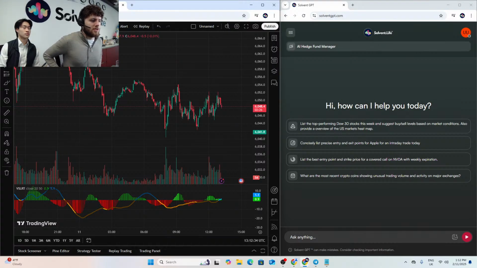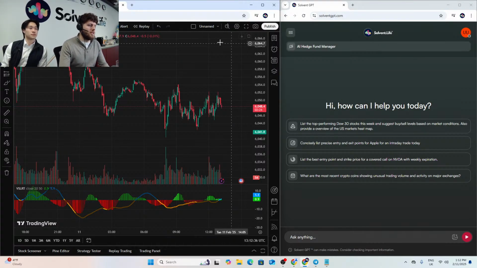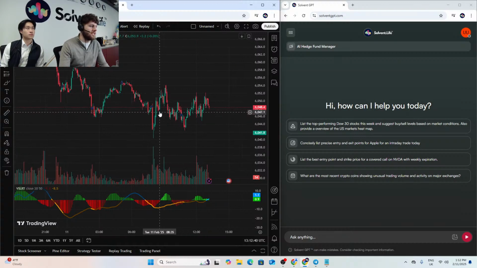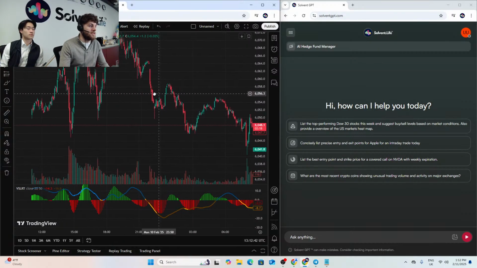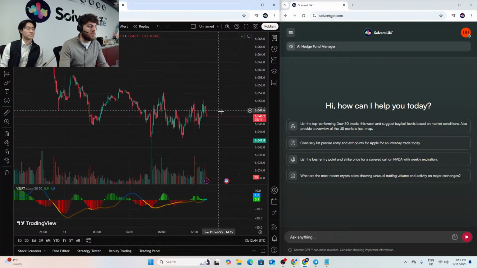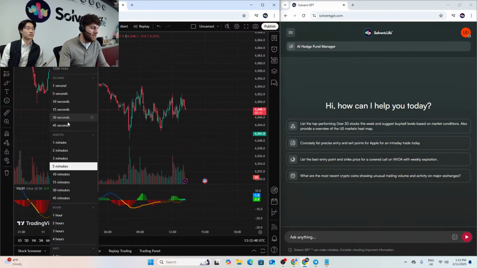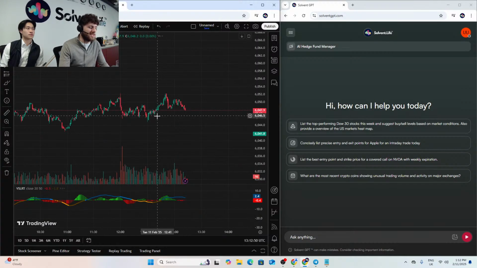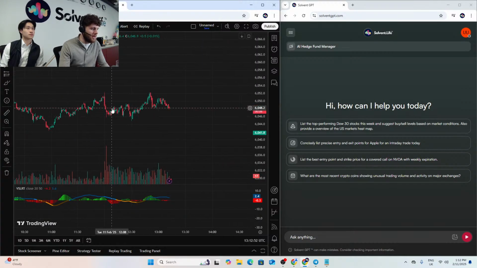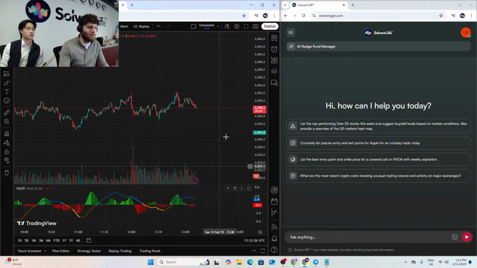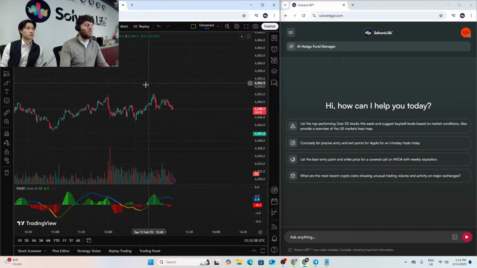Fantastic. So what we're doing today, we are trading the US 500 using Solvent GPT for the majority of our setups. Now, what we're going to be using Solvent GPT for is to actually analyze how the market's moving in real time. We can do this on any time frame. If we were to take a scalping trade, if we were to take a 30-minute trade, there's a lot of different ways we can set up our trades using this software.